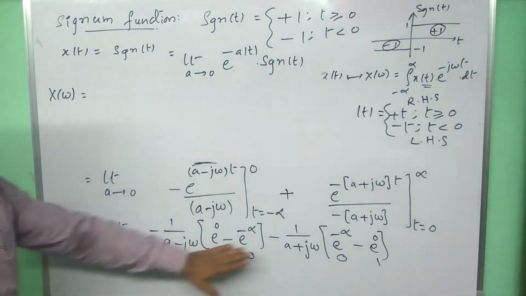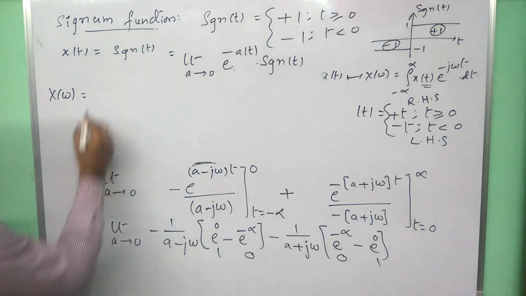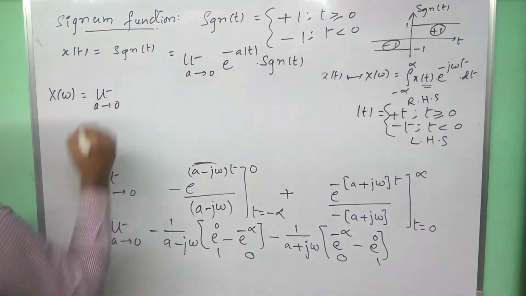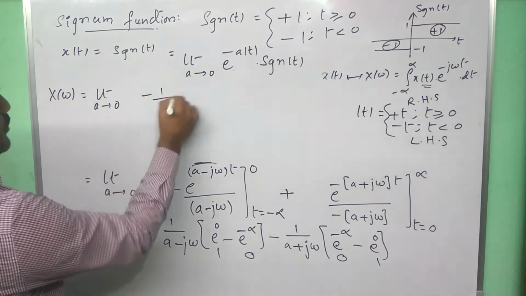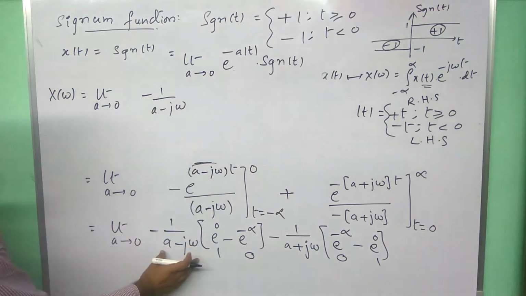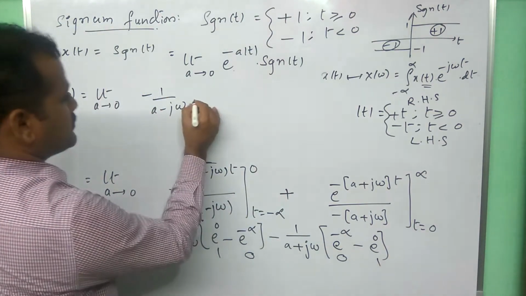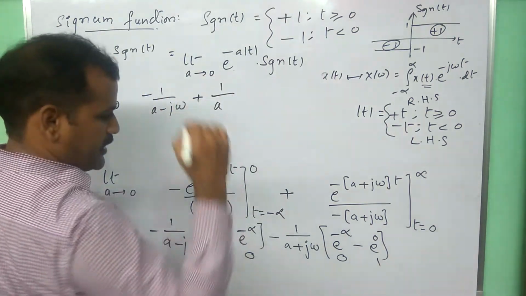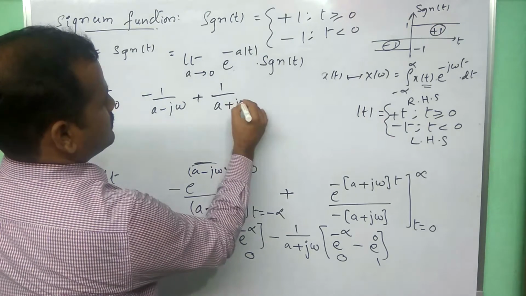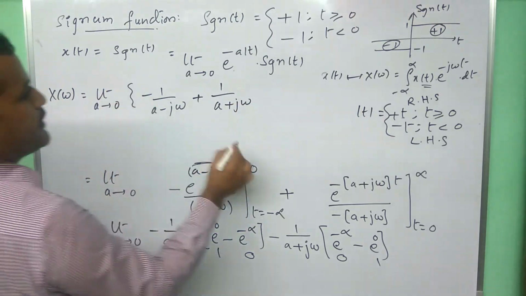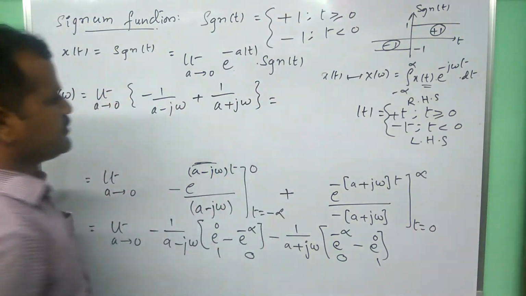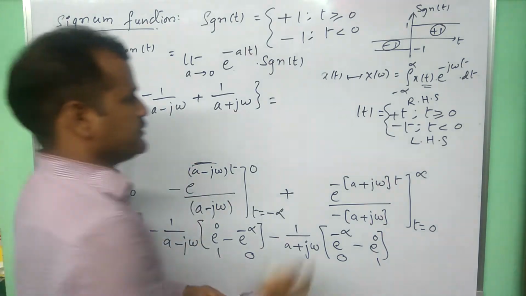Let us simplify this step. X of omega is limit a tending to 0, minus 1 by (a minus j omega) is here, this is 1. And minus 1 by (a plus j omega), this minus means minus plus, so plus 1 by (a plus j omega). Right. This is equal to further simplification.